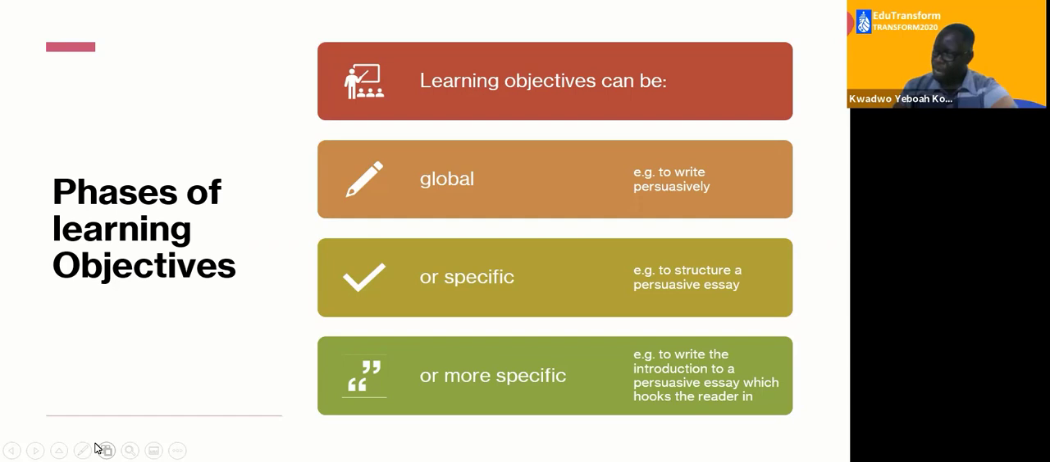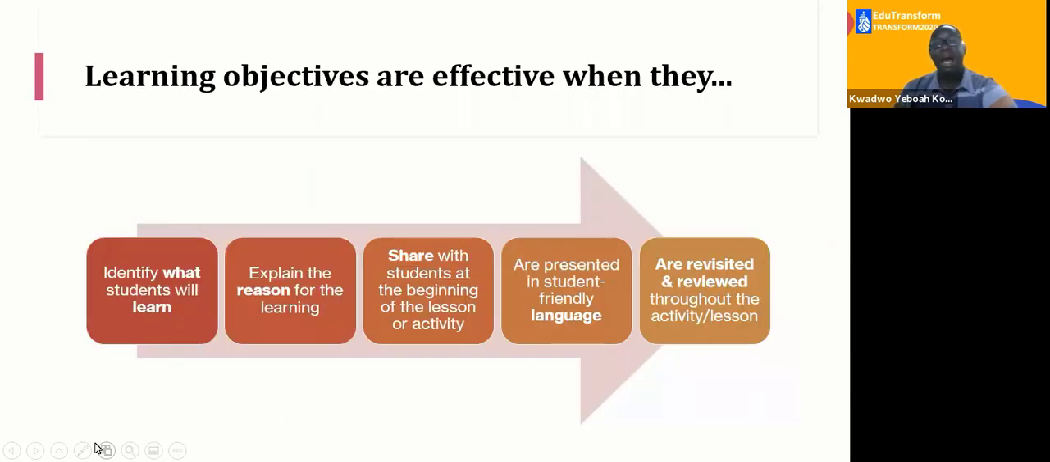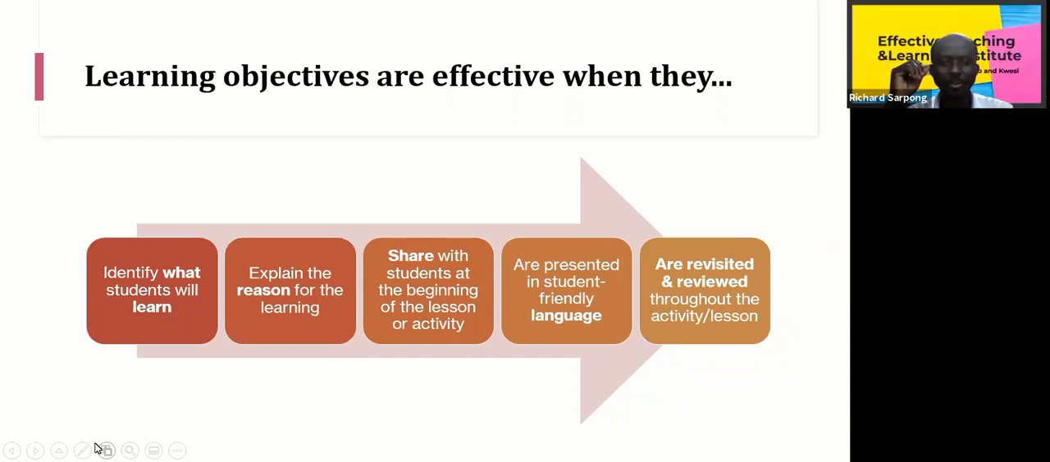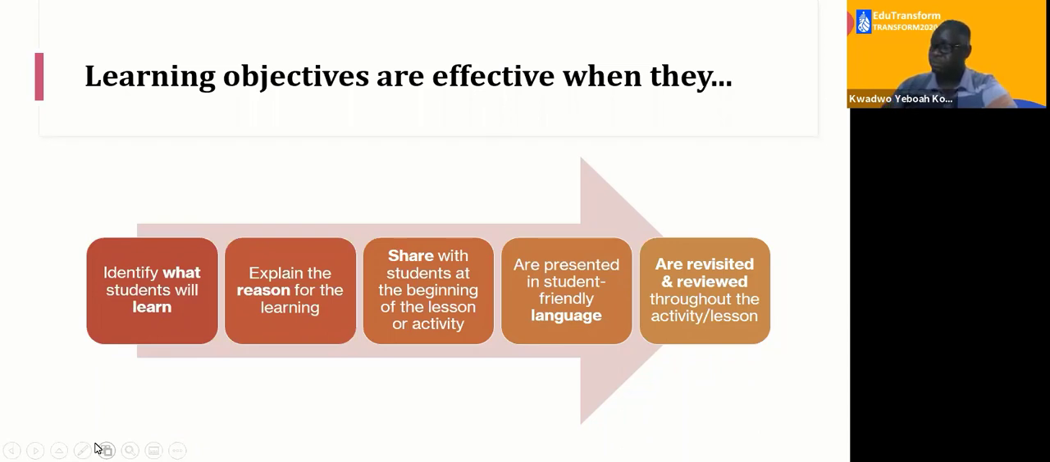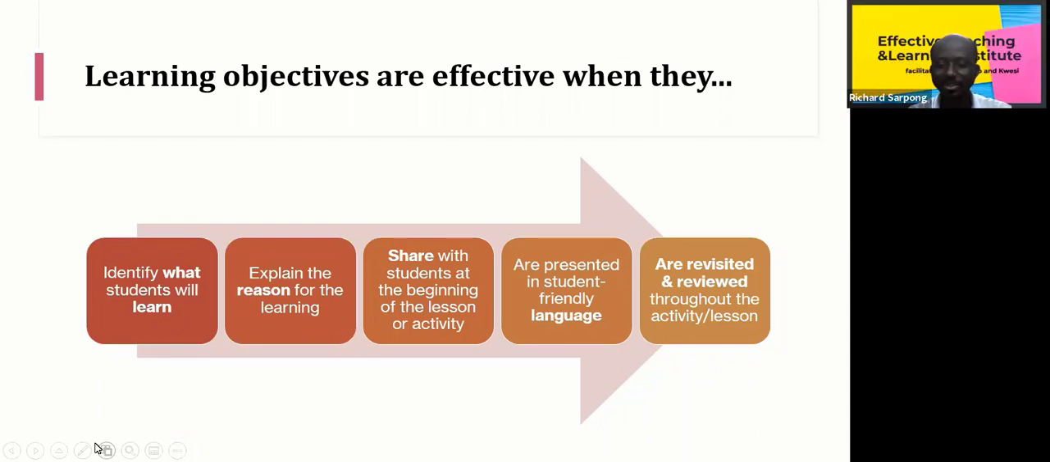Now, when do we say the learning objectives that we are writing are effective? All right. So it is effective, as we have said from the definition, when it identifies clearly what students will learn. And not just the what, but the relevance, the reason for learning, the why. And that this objective is shared with the students at the beginning of the lesson or any activity. And we'll talk about the sharing. It has to be shared with the student.